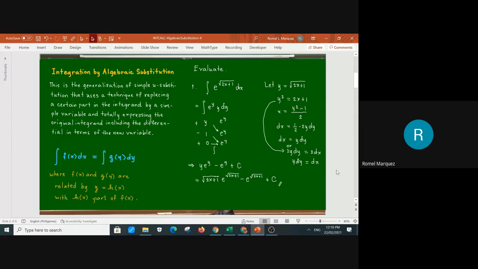Normally, radicals are the problem why indefinite integrals are hard to evaluate. In case you have radicals and it is impossible or not easy to evaluate using basic integration, then you can try integration by algebraic substitution. But of course, not all the time, because there are cases where even though there are radicals, it doesn't mean it leads to algebraic substitution.